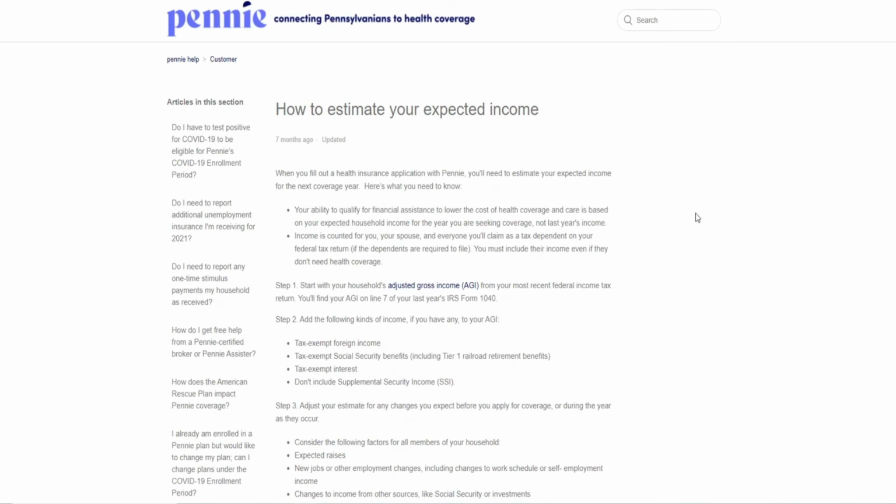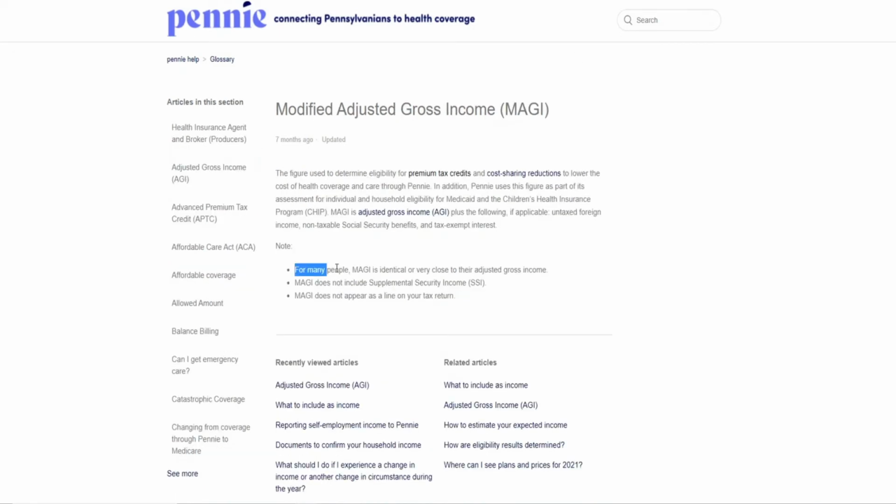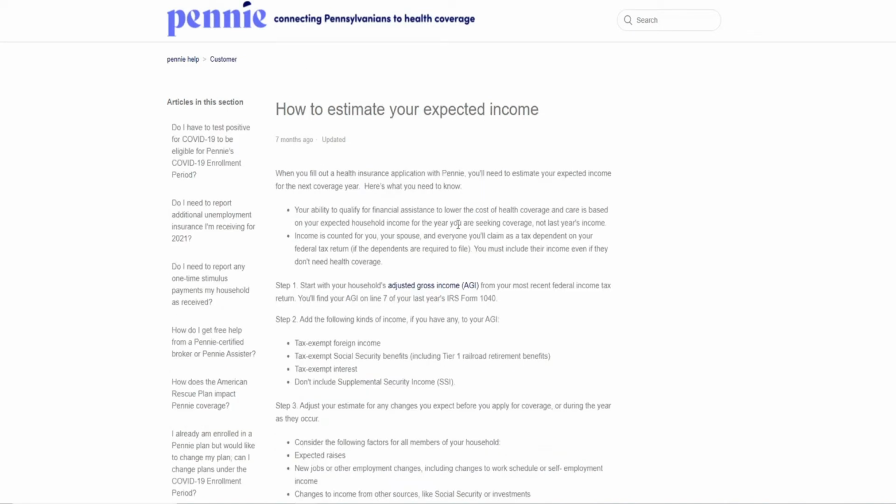I think going back to the first point that was mentioned here, for many people, that estimate is identical or very close to their adjusted gross income. It's a starting point. When you fill out a health insurance application with Pennie, you'll receive an estimate, or you'll need to estimate your expected income for the next coverage year.